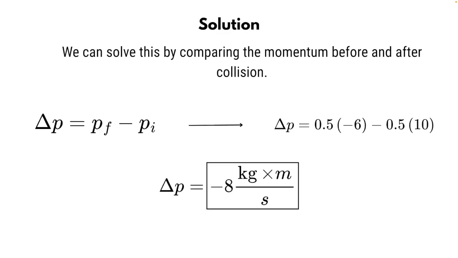Okay, so we solve this one by comparing the momentum before and after the collision. The change in momentum is going to be the final momentum minus the initial momentum. So when we plug in our values, we get 0.5 times negative 6, minus 0.5 times 10, right? It's going to be negative 3 minus 5, which gives us negative 8 kilogram meters per second. So that's our change in momentum.